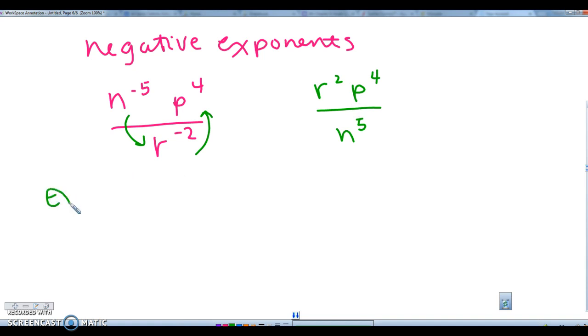So this example, and we'll work it together, kind of combines a couple things we've been learning. So we'll start with a to the 5th, b squared, c, over a to the 7th, b squared, c cubed.